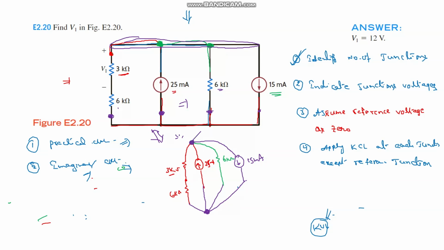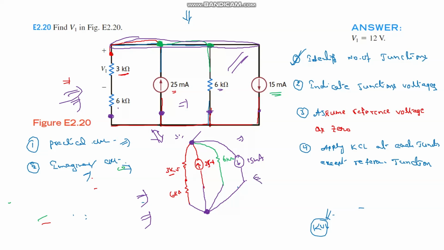So this is the imaginary circuit, and this is the practical circuit, where the connecting wires are carved into a number of shapes. Just keep it in mind: the number of junctions in the practical circuit should be equal to the number of junctions in the imaginary circuit. The number of nodes in the practical circuit should be equal to the number of nodes in the imaginary circuit.